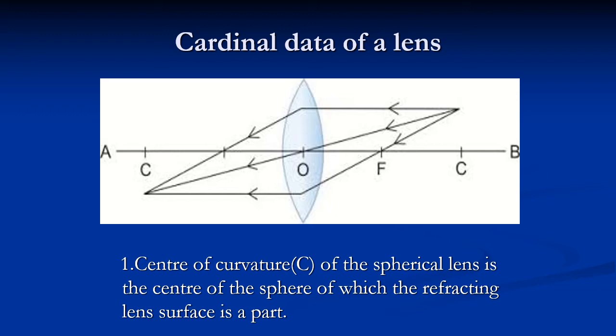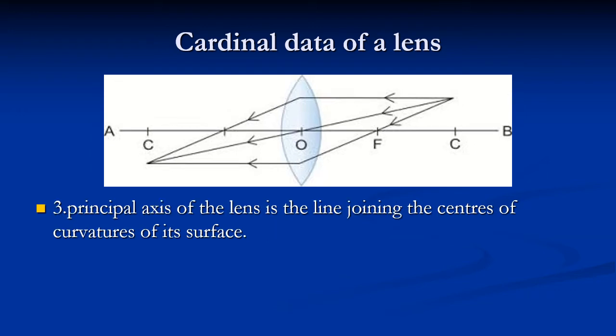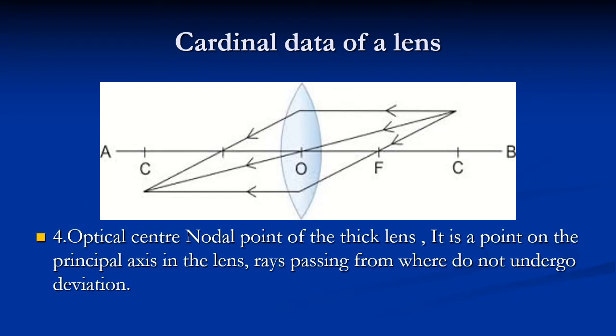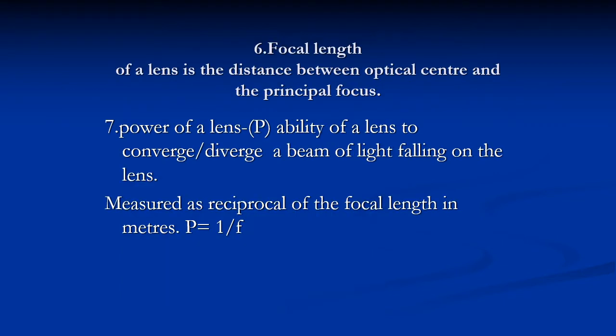But the other things are the center of curvature, then radius of curvature, principal axis of the lens, optical center, that is the nodal point of the thick lens, this is the O, principal focus of a lens, focal length of lens, and power of lens. So this is another homework for you. You have to write down and draw the figure. What is the cardinal data of a lens? What are the cardinal data?